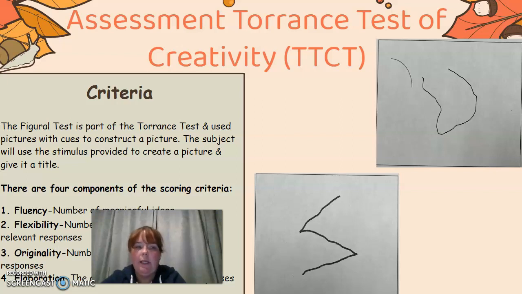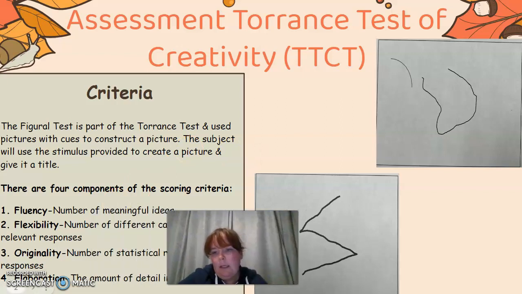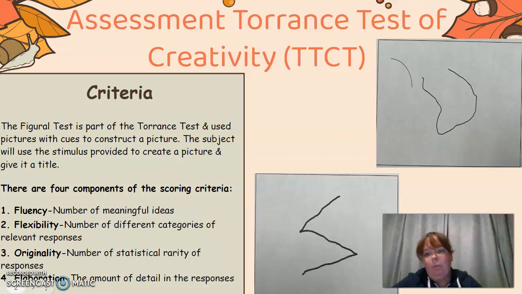And the criteria for the test is fluency, the total number of interpretable, meaningful, and relevant ideas which the subject generates. That's 1 point per idea, and the stimulus of course must be used, so the lines within the box must be used within the picture, and the exact repetitions are not counted. Scribbles, abstracts, designs, incomplete or completely unrecognizable responses are not counted.